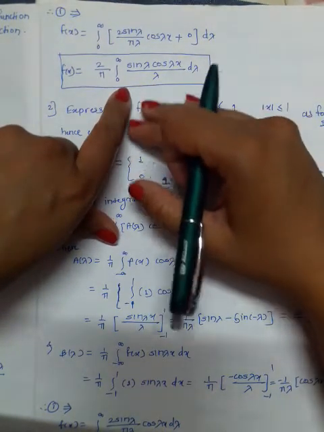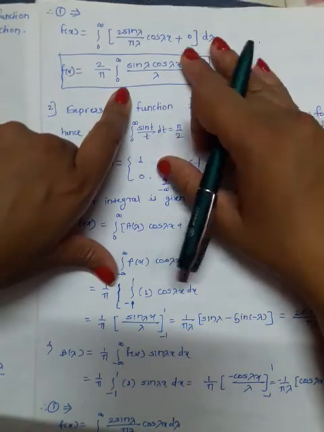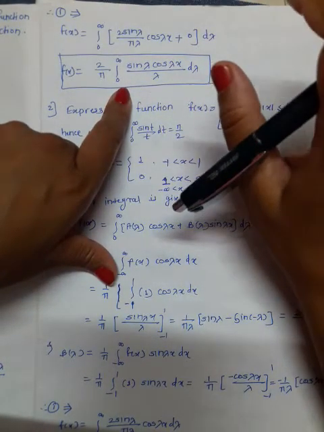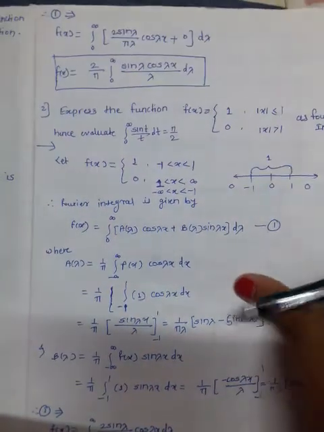We don't need to solve this integration because we want the Fourier integral only. The answer must be the integral only. We don't need to solve this integration. Okay, let us see the next example.